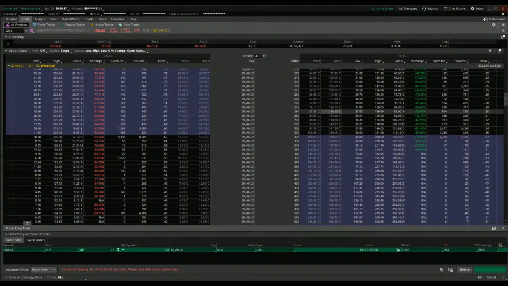Okay, so this is how these market makers protect themselves in a way: the volatility goes up.